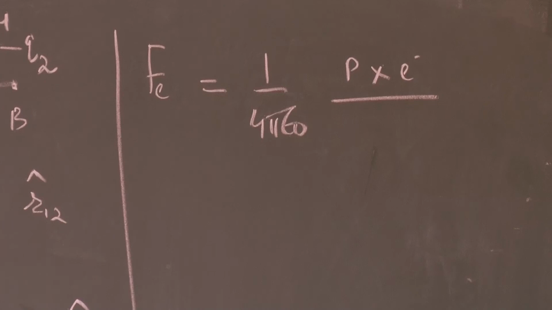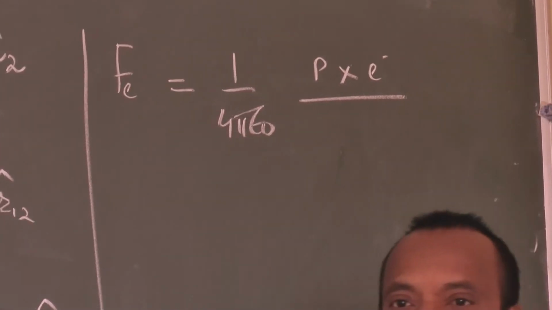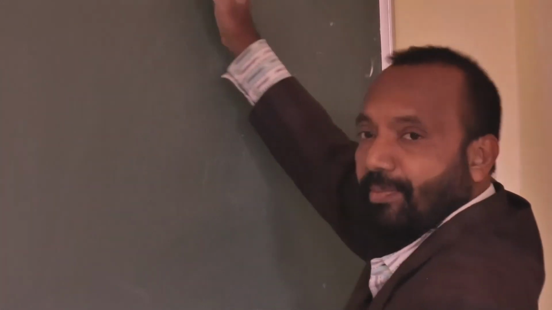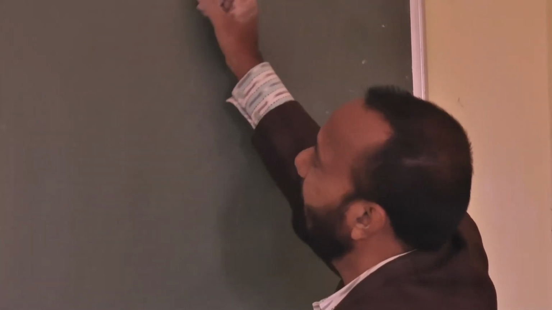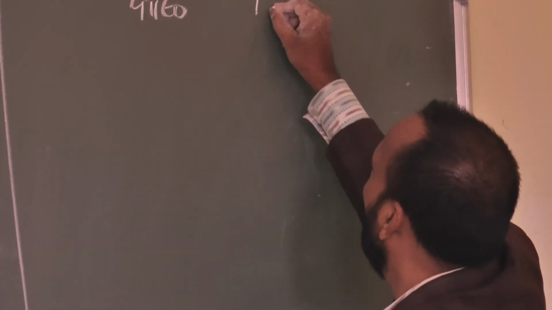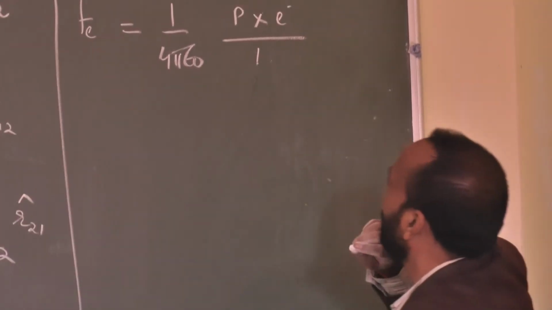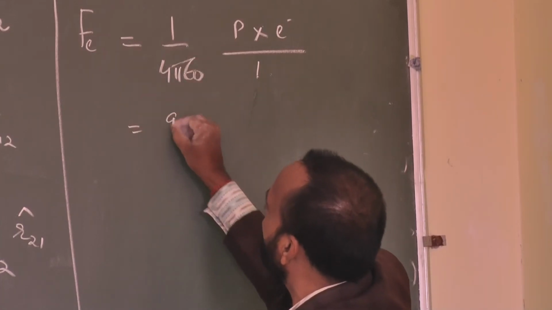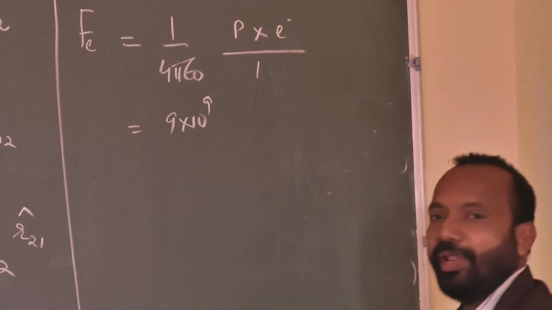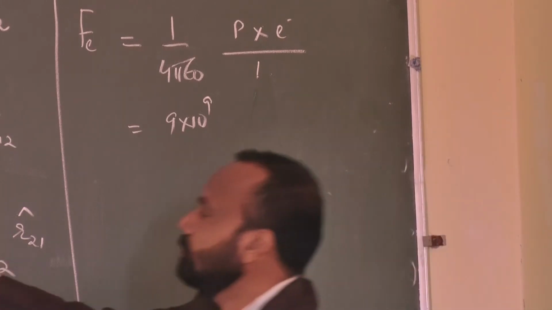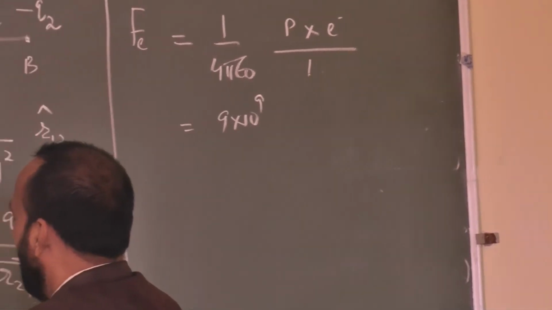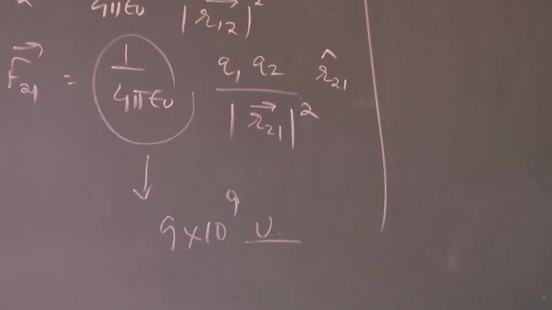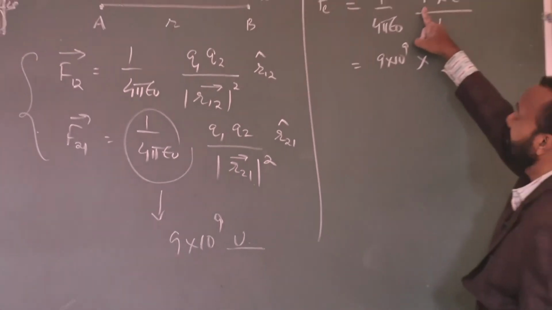the electron, divided by the distance. How much distance will we take? Suppose I am taking a distance of 1 meter, so divided by 1. So what is the value of 1 by 4 pi epsilon naught here? It is 9 into 10 to the power 9. The expression 1 by 4 pi epsilon naught is 9 into 10 to the power 9 in units. Okay.